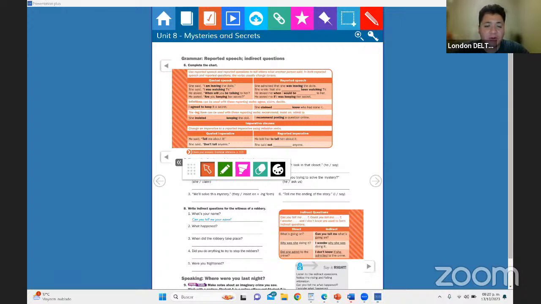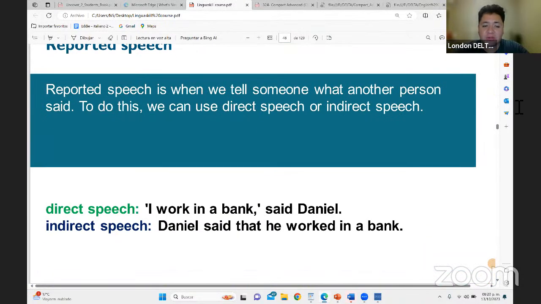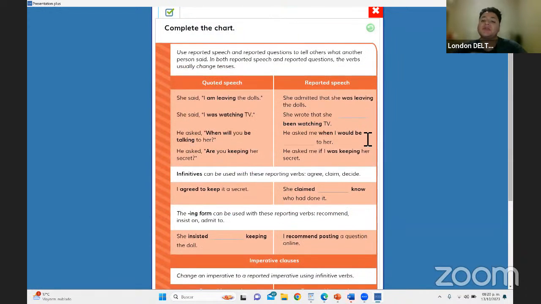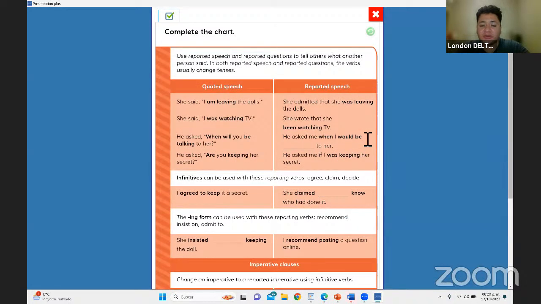So the review for reported speech we have in here. It's when we tell someone what another person said. That's basically reported speech. So we're going to read this chart and then we'll read examples. Please, Itzel, could you help me read this chart and examples too? Or maybe Cesar, please, can you read the chart? Yes, this chart, please. We're going to read all this chart.